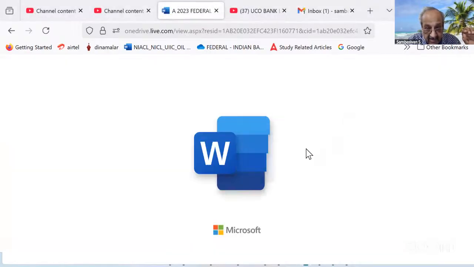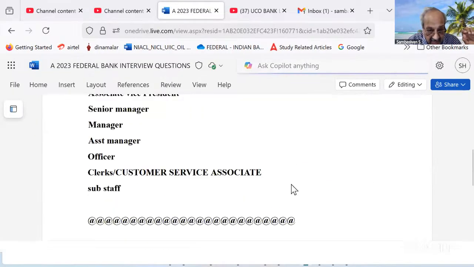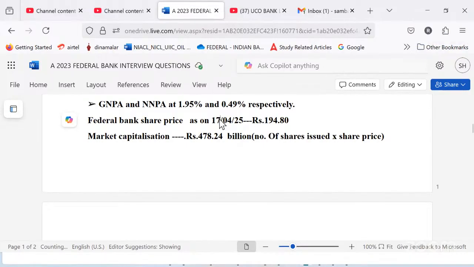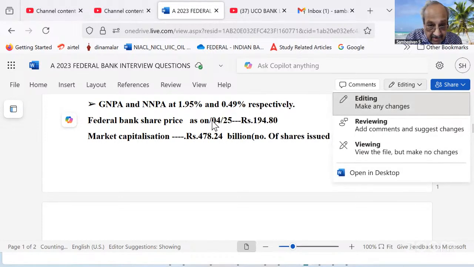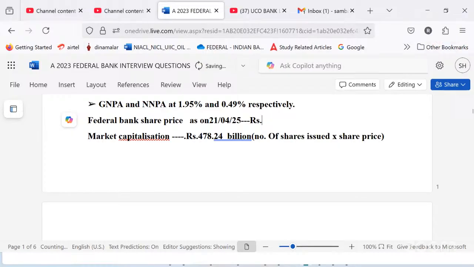Now, can you please check and tell me what is the Federal Bank share price as on date? Today's date is, I think, 21. 202.10, sir. One minute. Editing. Just a minute. 21. What is the price of our Federal Bank share? 202.10.